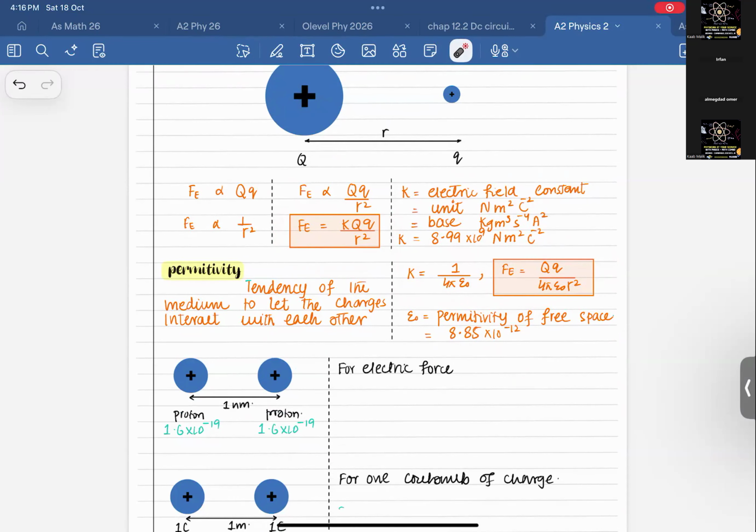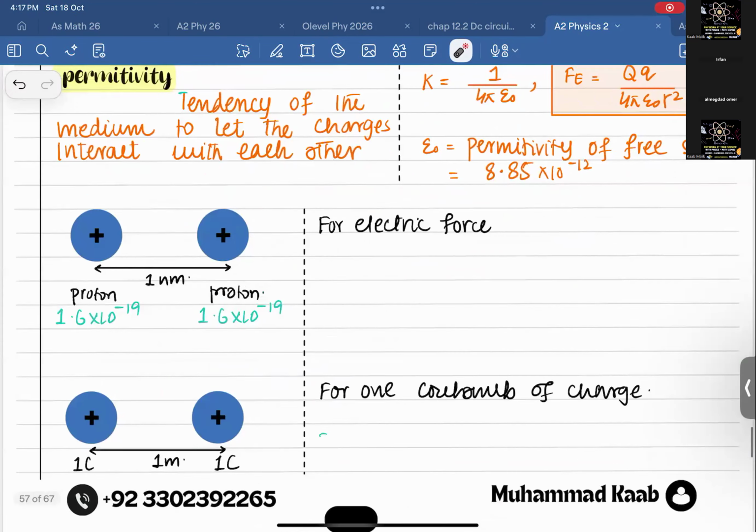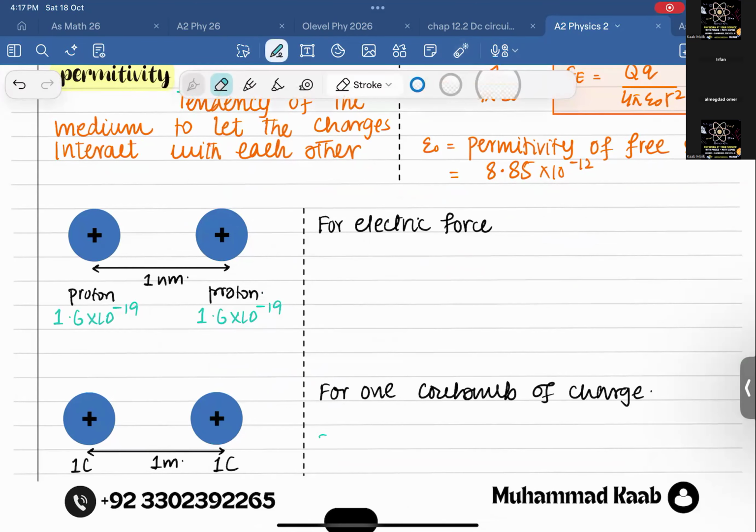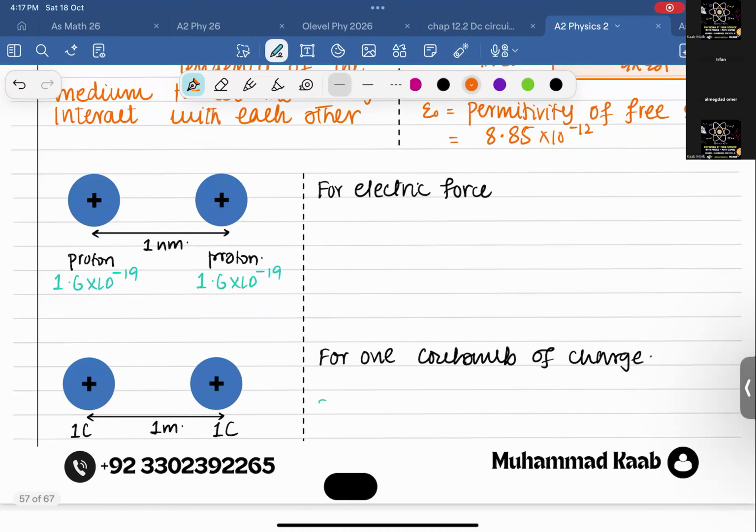Now, if we try to compare the value of the electric field strength, like how strong it is, we can use the same formula given. So let's imagine that I have these two charges with me, like the proton and the proton, and these two protons are separated 1 nanometer apart.